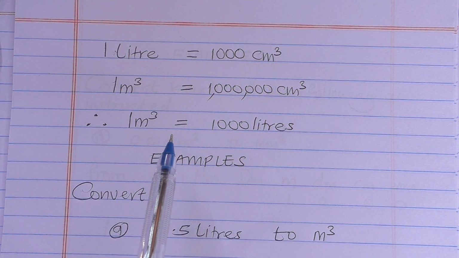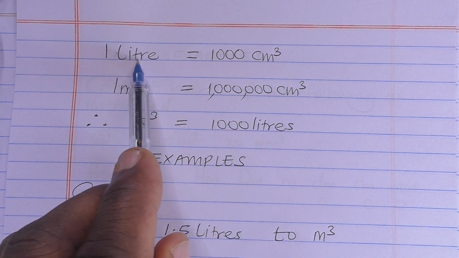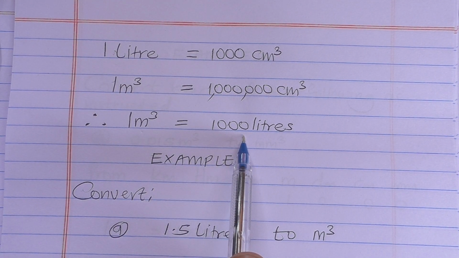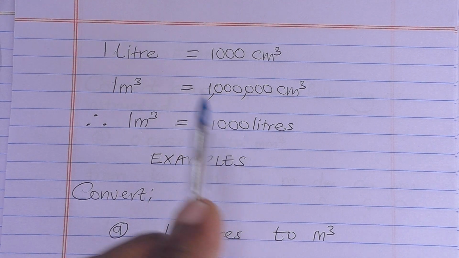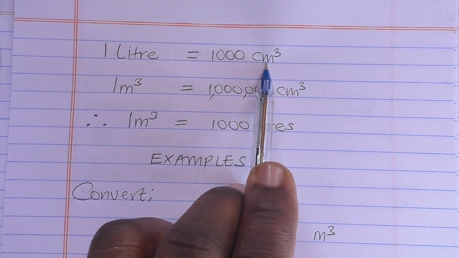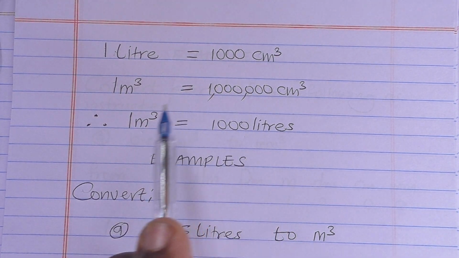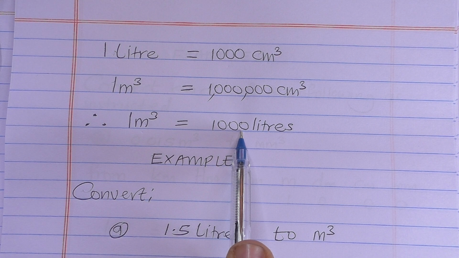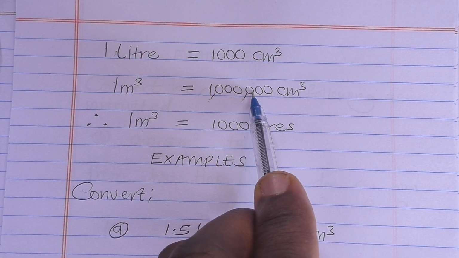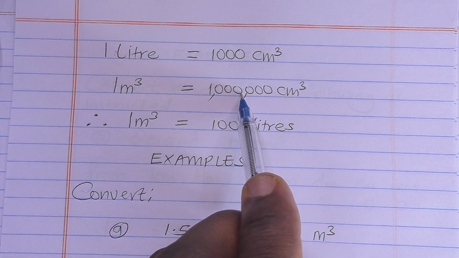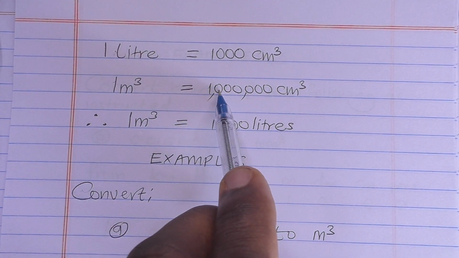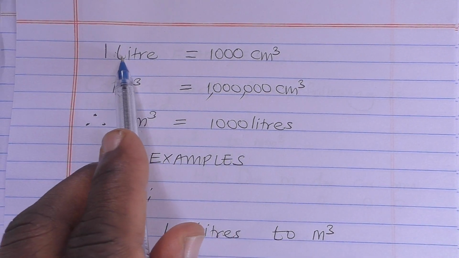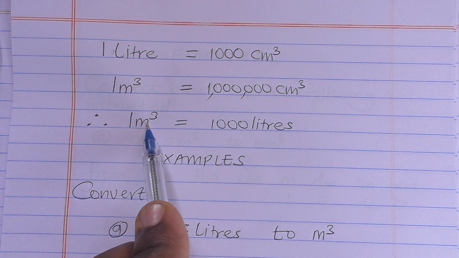if we substitute centimeters with liters, that will give us 1 cubic meter equaling 1,000 liters. We are saying that if 1 liter is equivalent to 1,000 cubic centimeters, then 1 cubic meter is equivalent to 1,000 liters, because in this 1 million, we shall substitute 1,000 with 1 liter, and that remaining 1,000 will give us 1,000 liters. That is how we convert from liters to cubic centimeters and from cubic meters to liters.